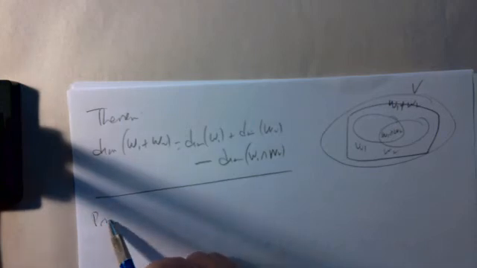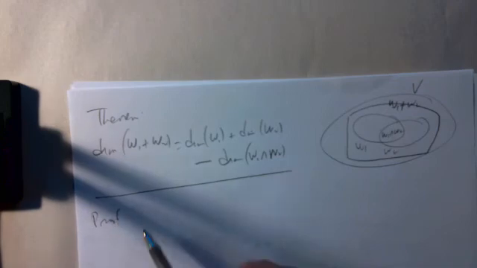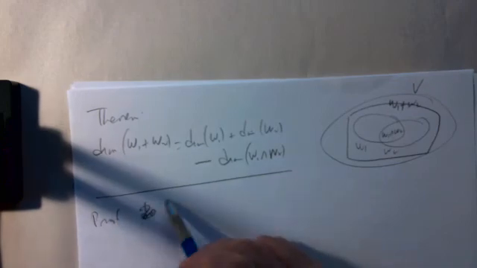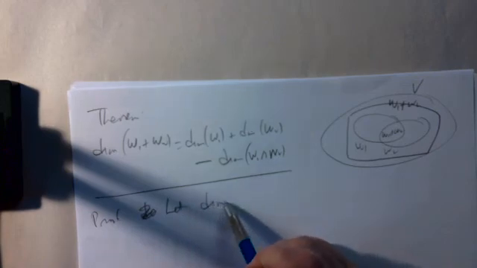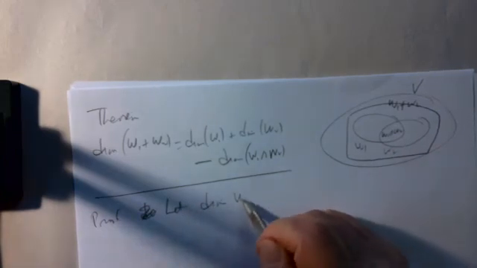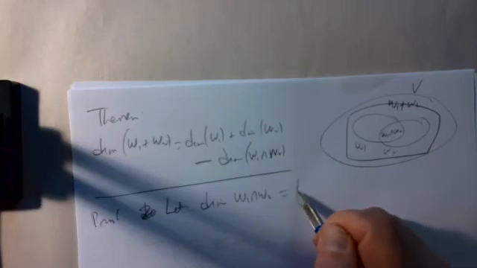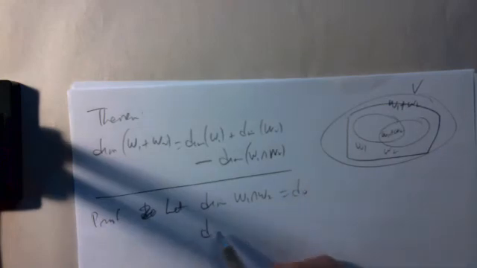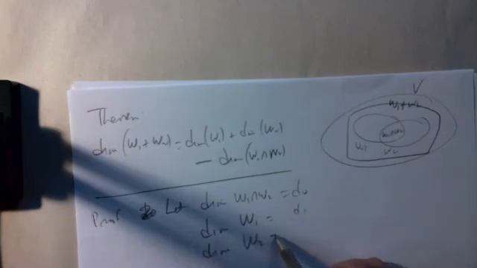So, proof. Suppose we let the dimension of the intersection be t0, the dimension of W1 be d1, and the dimension of W2 be d2.